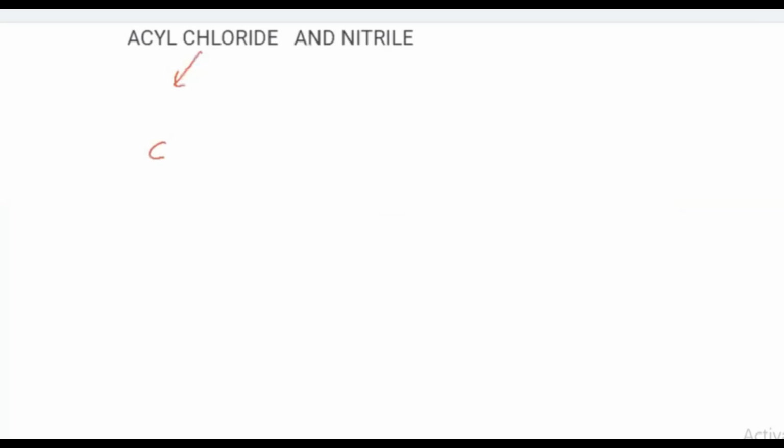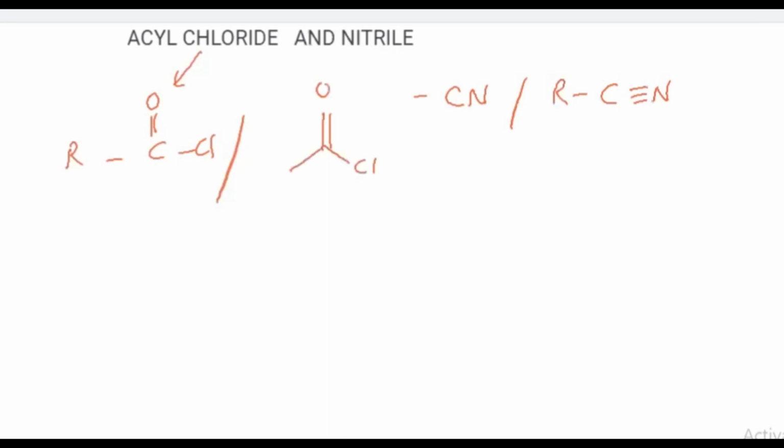Acyl chloride is C double bond O Cl, and nitrile is CN, or you can say C triple bond N, and here you can attach the alkyl radical, here you can attach the alkyl radical. So this can be represented like C double bond O. Here you must have a Cl, and you can extend the molecule from this side. Here you have the compound like this.